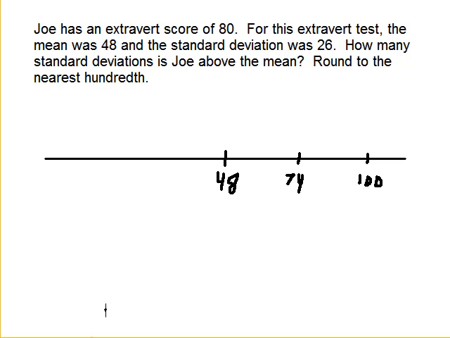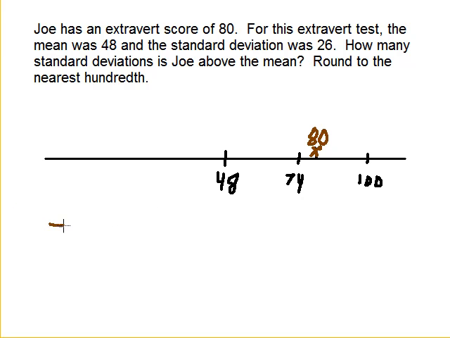Joe has a score of 80. So here's Joe, this X here, and his score was an 80. So we know he's going to be a little bit more than one standard deviation above the mean, but he's not going to be quite two standard deviations above the mean. You can see already that there's some benefit to drawing this out, to visually understanding where Joe's at. There's something else that we'll use that'll give us a little bit more precision, and that's called the Z-score.